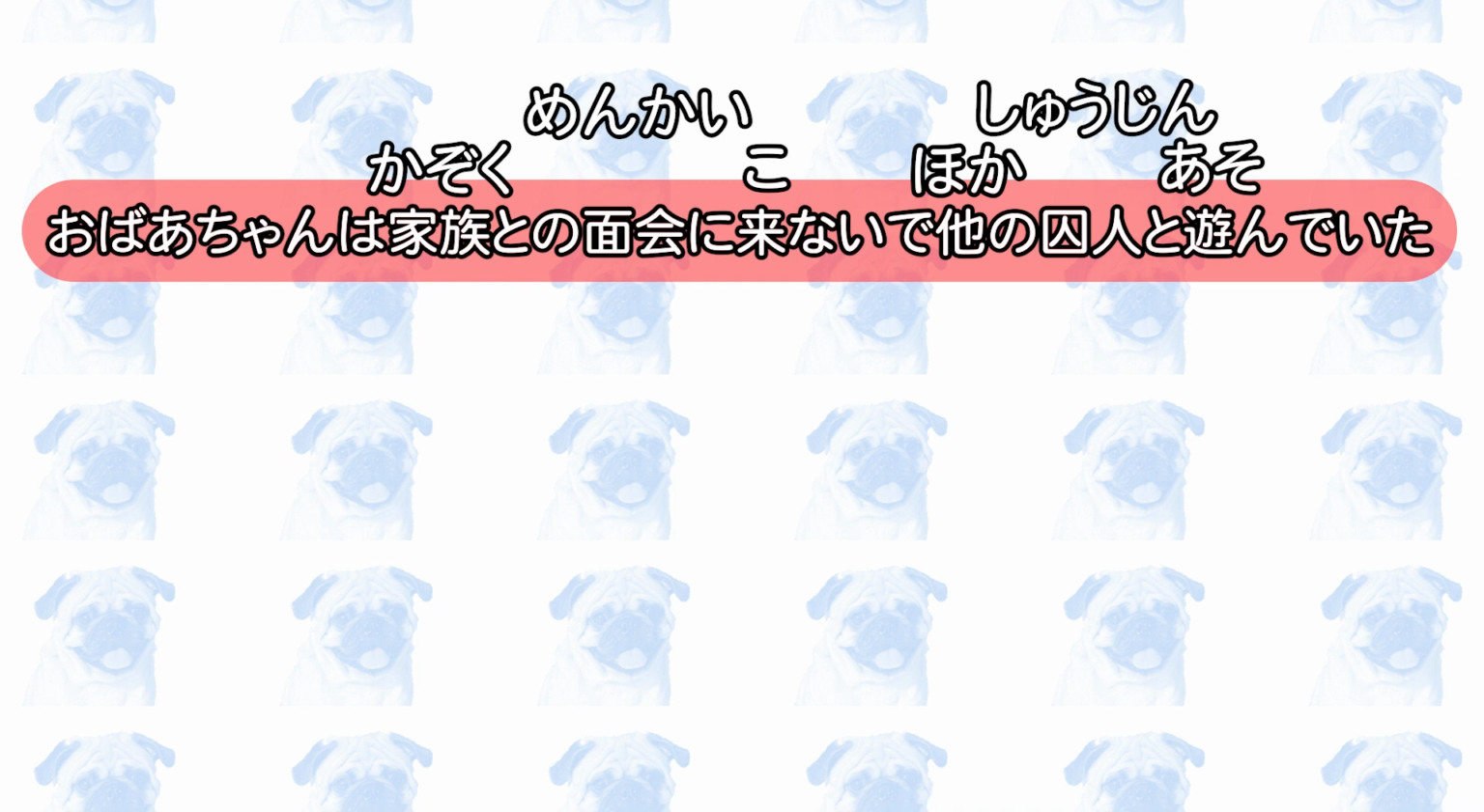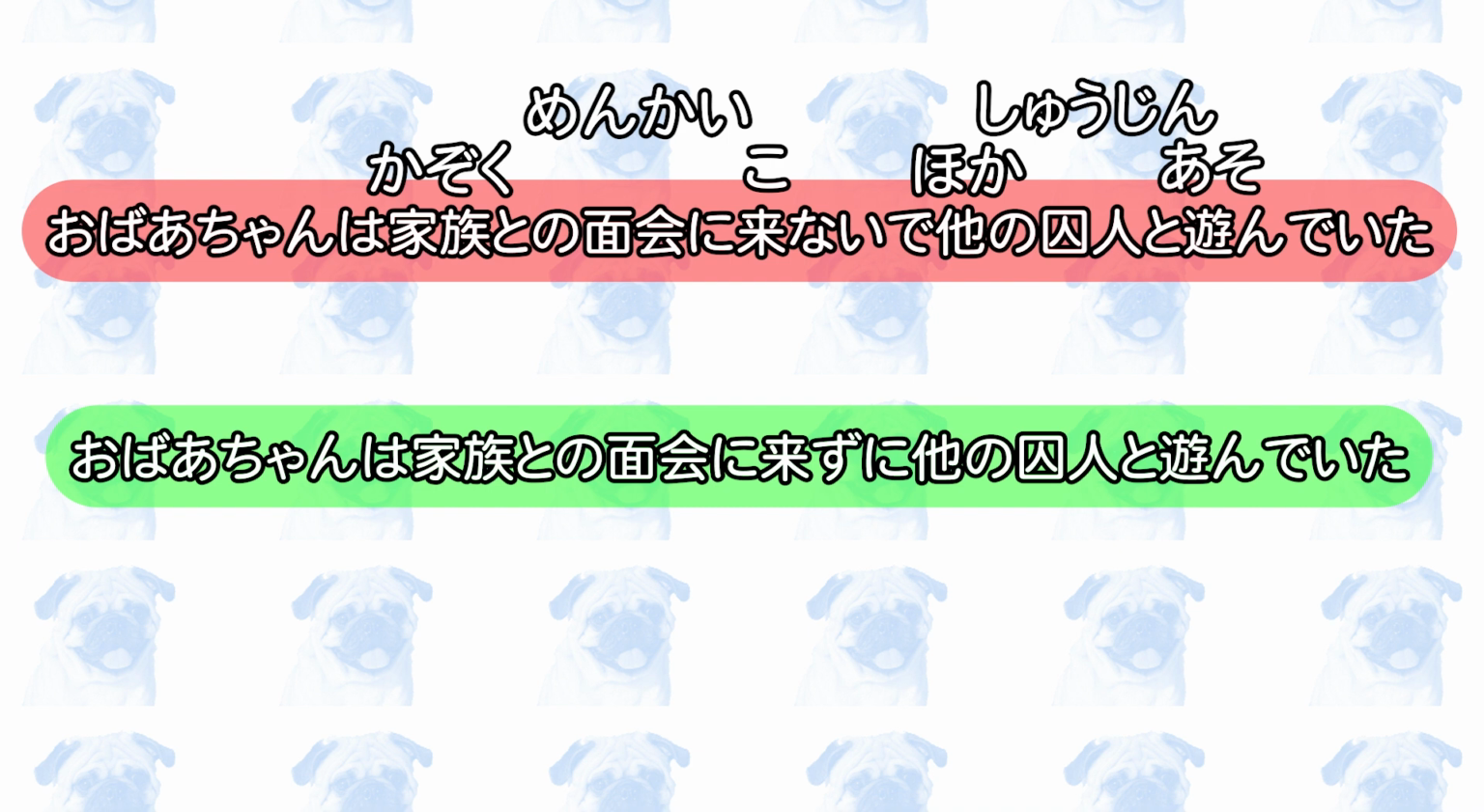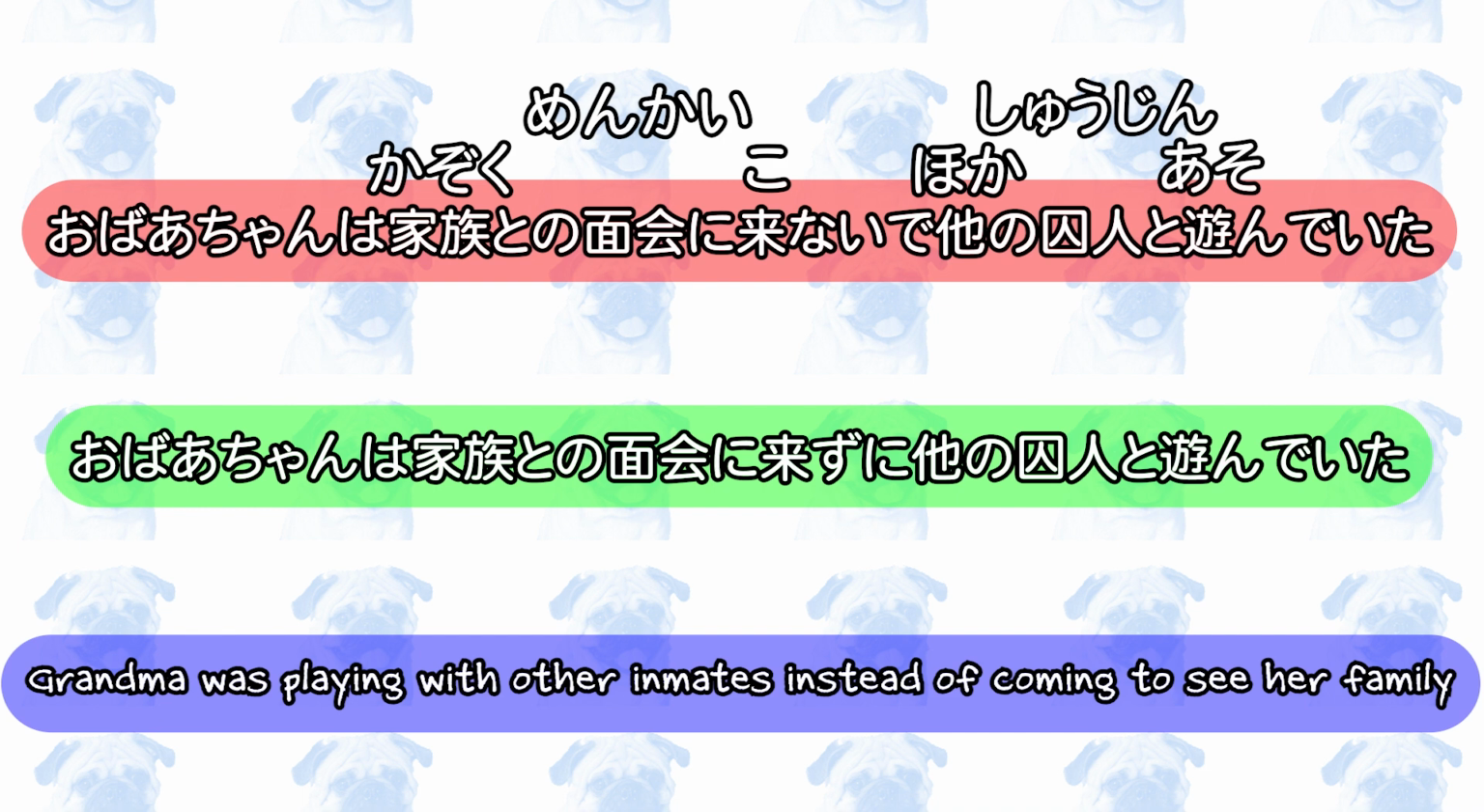おばあちゃんは家族との面会に来ないで他の囚人と遊んでいた。おばあちゃんは家族との面会に来ずに他の囚人と遊んでいた。Grandma was playing with other inmates instead of coming to see her family. In this example, I translated ないで and ずに as instead of, but I could have also said without coming.